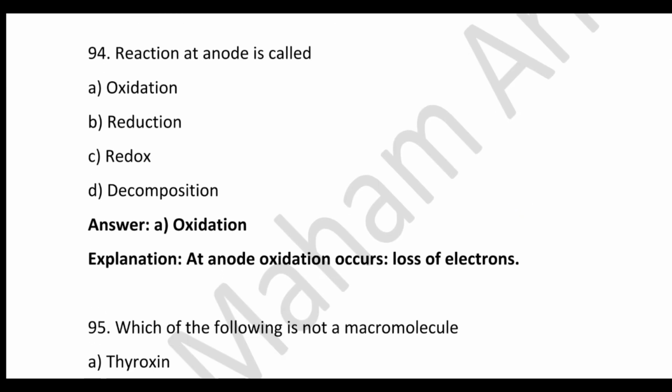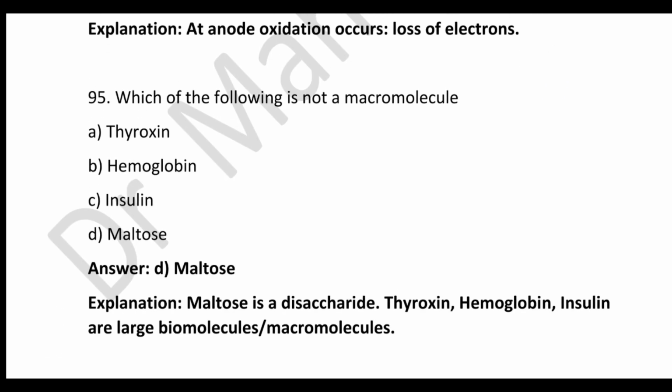Reaction at anode is called, correct answer is option A, that is oxidation, because at anode oxidation occurs, and what is oxidation? It is the loss of electrons. Which of the following is not a macromolecule? Correct answer is option D, that is maltose, because maltose is a disaccharide. Thyroxine, hemoglobin, insulin are large biomolecules, or we can say these are macromolecules.